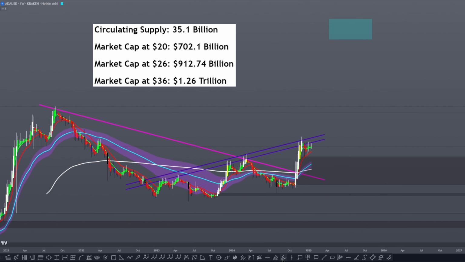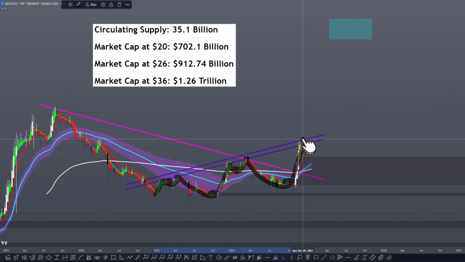If we look here at Cardano, we'll see the same thing. End of 2022 here, moves into January, February, has a small move up into March, April 2023, moves down, corrects September, October 2023, moves up to December 2023, into January, February 2024 here, moves into March, April 2024, corrects down to September, October 2024, moves up into recently December 2024.